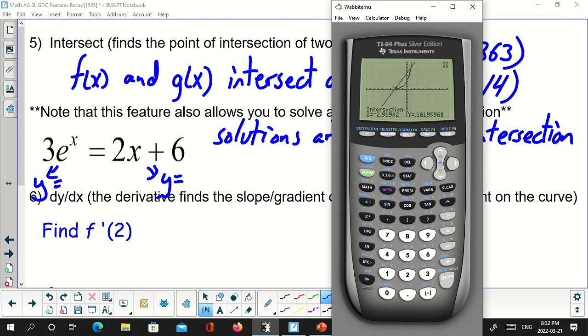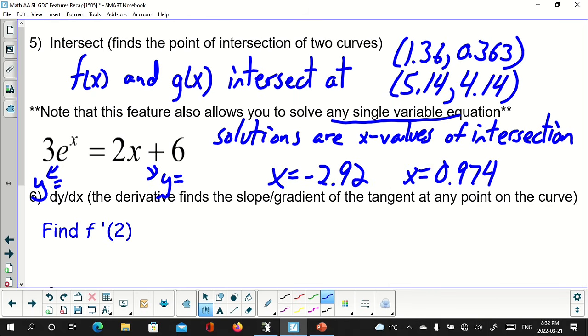While I'm at it, I might as well find the other point of intersection. So second, trace, I choose intersect, and I'm going to have to go over a little closer to that other point of intersection. First curve, second curve, guess, and it tells me that there's an answer at 0.974. It is very likely that you're going to run into equations that you can't solve analytically, so having this technique really helps us out.